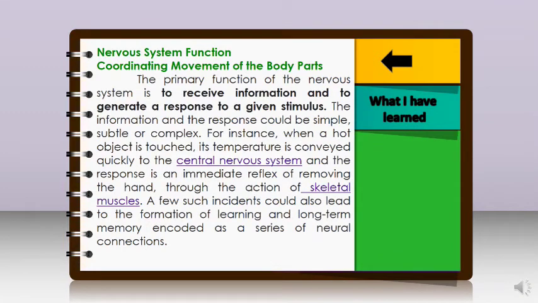The nervous system function, coordinating movements of the body parts. So the primary function of the nervous system is to receive information and generate a response to a given stimulus. The information and the response could be simple, subtle, or complex. For instance, when a hot object is touched, its temperature is conveyed quickly to the central nervous system and the response is an immediate reflex for moving the hand through the action of the skeletal muscles. A few such incidents could also lead to learning and long-term memory encoded as a series of neural connections.